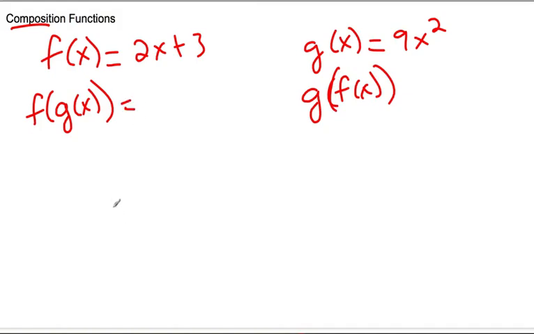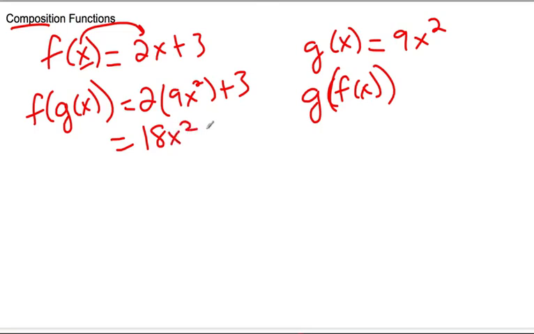So, what we do now is, every time we see a value for x in this f of g function, we're using the variable x here. Every time we see the variable x, we're going to put in the value for g of x. So, in this situation, g of x is 9x squared, so we do 2 times 9x squared plus 3, which becomes 18x squared plus 3. And that is our answer.